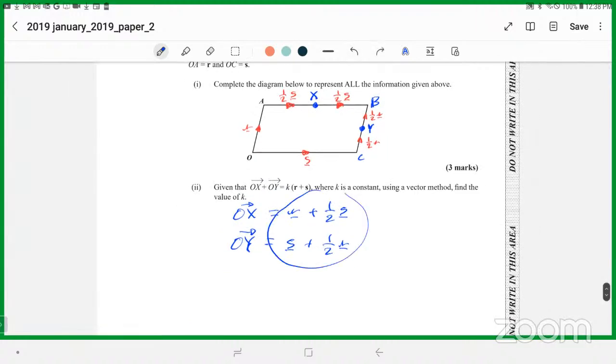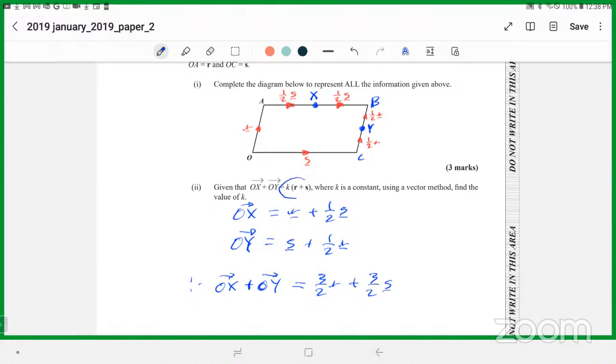Then I'm adding them. So I'm adding these now, right? So I can say, therefore, OX plus OY would be equal to what? I'm adding up everything, yes or no? So I'm adding the R values, which is R plus half R. R plus half R is what? 1.5 R, or 3 over 2 R. And S plus half S is 1.5 S, or 3 over 2 S.